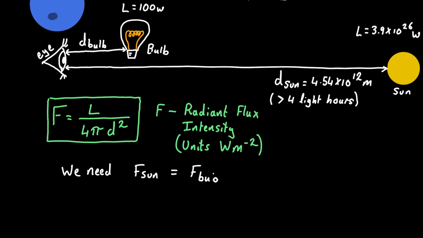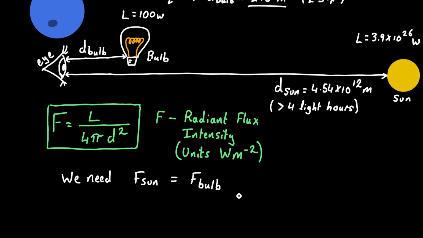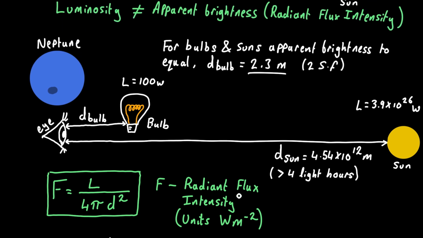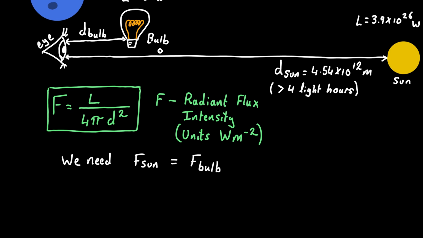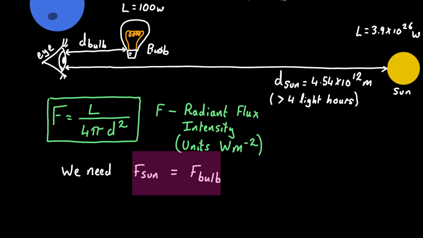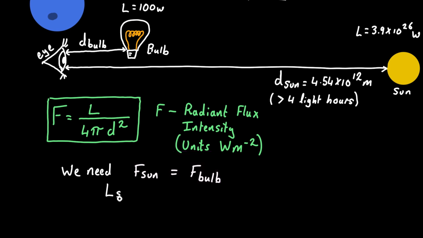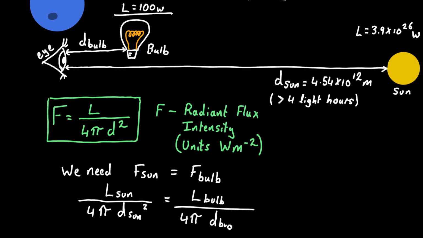We start off with this radiant flux intensity formula. We want the flux for our light bulb to be exactly the same as the flux intensity of the sun when we're at the radius of Neptune's orbit. So we can say the flux intensity of the sun is equal to the flux intensity of the bulb. We can expand this out by saying that the luminosity of the sun divided by 4 pi multiplied by the distance of the sun squared is equal to the luminosity of the bulb divided by 4 pi multiplied by the distance of the bulb squared.